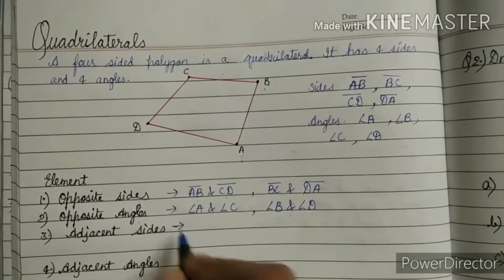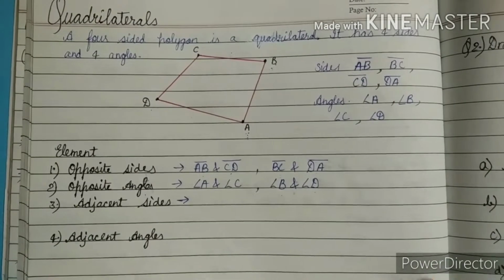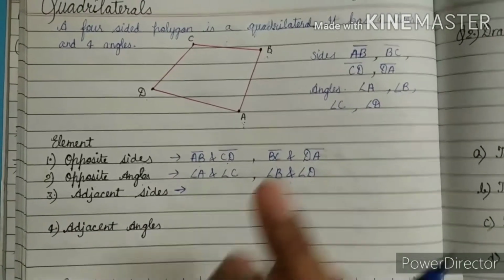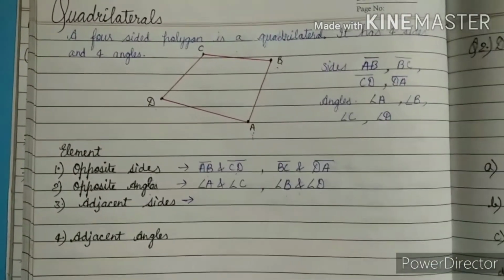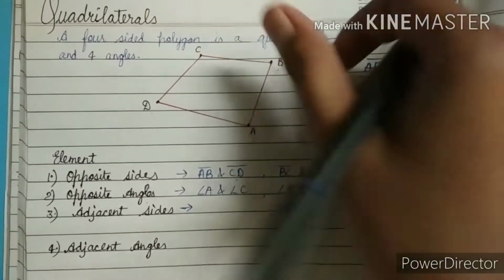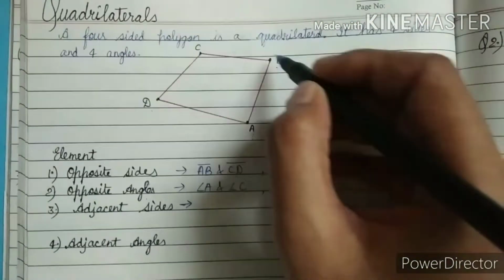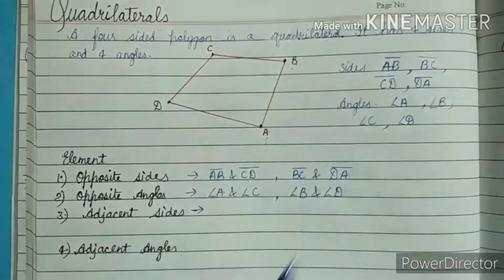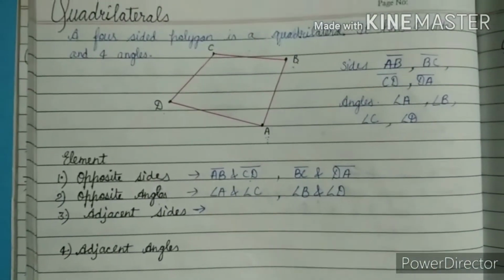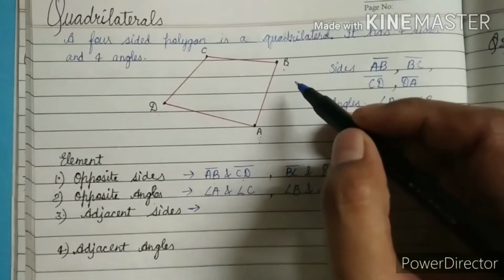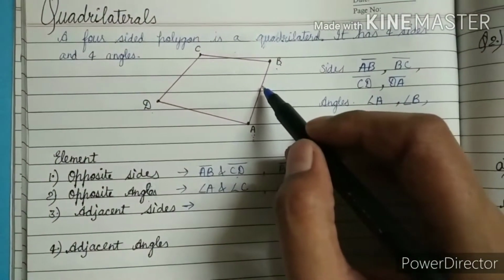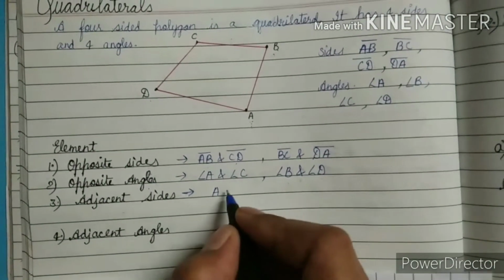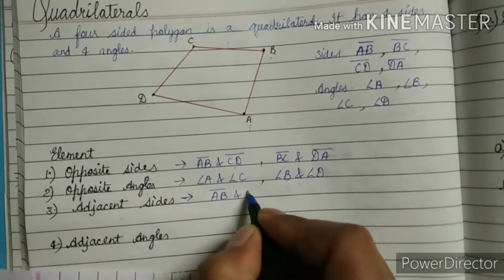Now the adjacent sides. What is the meaning of adjacent sides? Adjacent sides means two line segments whose endpoint is common. Like when you start from AB, take AB and BC. You can see the vertex B is common in AB and BC, so they are both adjacent. When two sides have one vertex in common, they are called adjacent sides. So the first pair of adjacent sides is AB and BC.